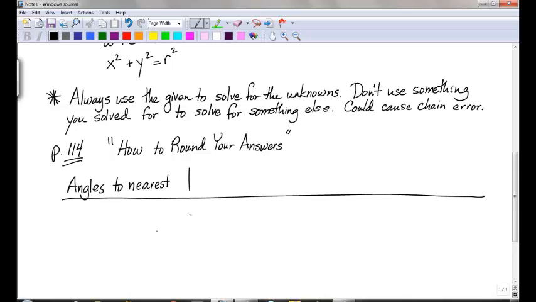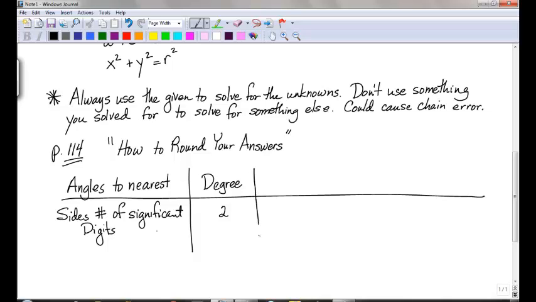So you can either look in your notes or you look in your book. If your angles are to the nearest degree, okay, if you've got a right triangle and they label one angle as 23 degrees, okay, then your sides, you're going to round to 2 significant digits, and we're going to talk about significant digits in a minute.